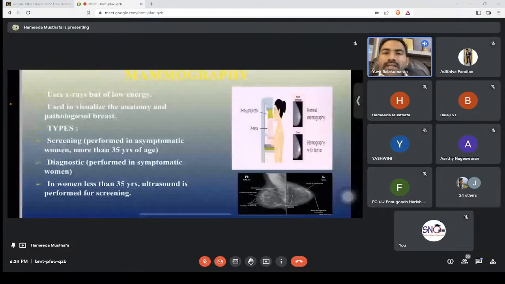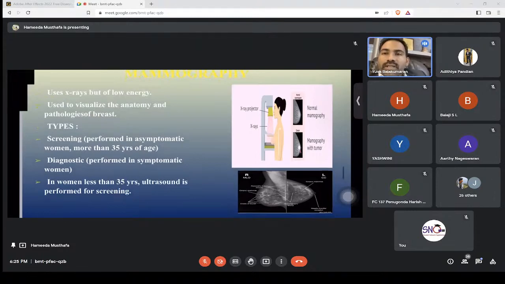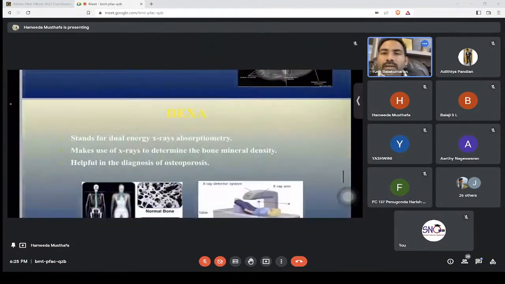And in women less than 35 years, ultrasound is performed for screening. So if a woman is asymptomatic and less than 35 years, we can do ultrasound of the breast to look for any lesions, because mammography also uses X-rays. It may cause radiation effects. So if we do not want to use mammography, we can use ultrasound of the breast. So this is how they take a mammography.